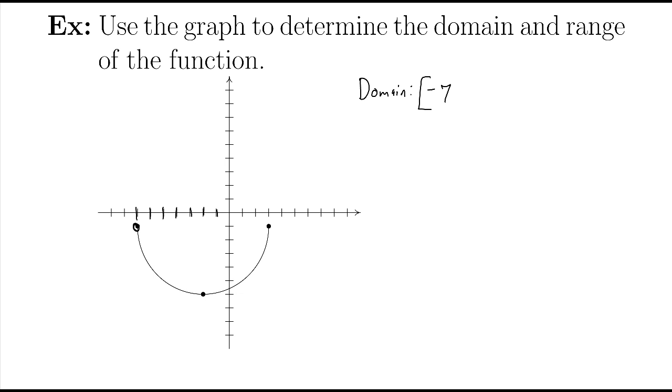Anyway, so bracket on the -7. How far to the right does this thing go? 1, 2, 3 to the right, including the 3. So therefore, bracket -7, comma 3, bracket. That would be the domain.